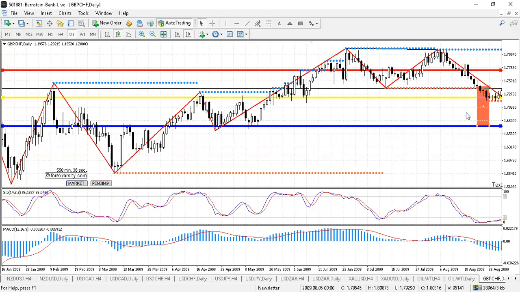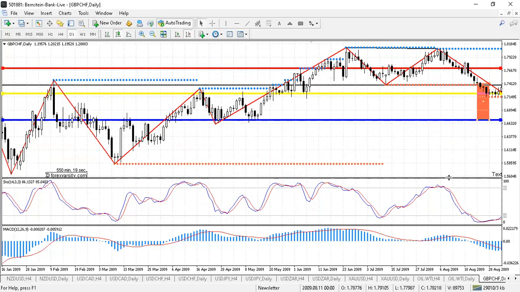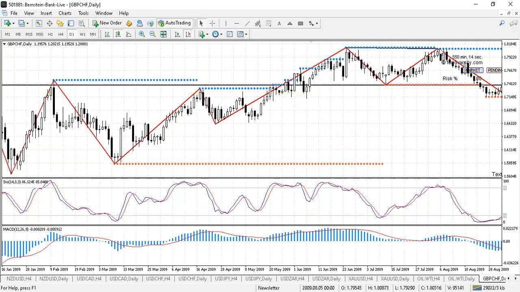The other thing that we can do is consider looking for an earlier entry. So instead of waiting till the break of that line there, we can try and get into that trade a little bit early. And instead of waiting to pass the neckline, we can consider entering on that second high. So how will we do that?